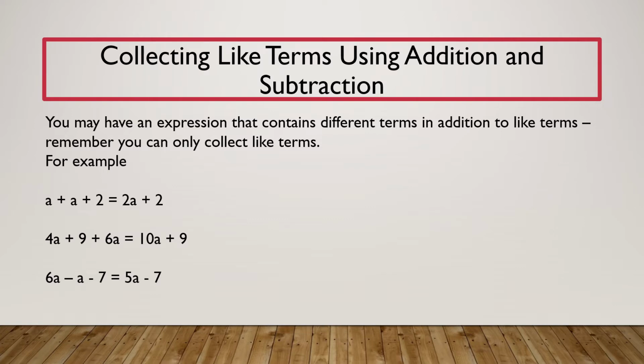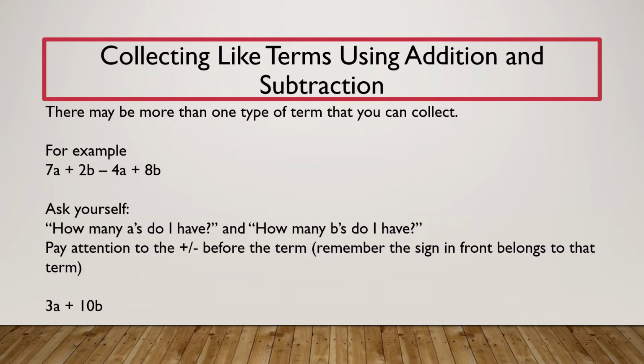We might have expressions that contain different terms. So remember, we can only collect the like ones. So if we've got 2a plus 2, we cannot join that number with those letters. We can only join our letters together. They're our like terms, and our integer stays separate. So 4a plus 9 plus 6a, again, I can only join those like terms, so I've got 10a plus 9. 6a minus 7, again, I can only collect my a's, so I've got 5a minus 7.